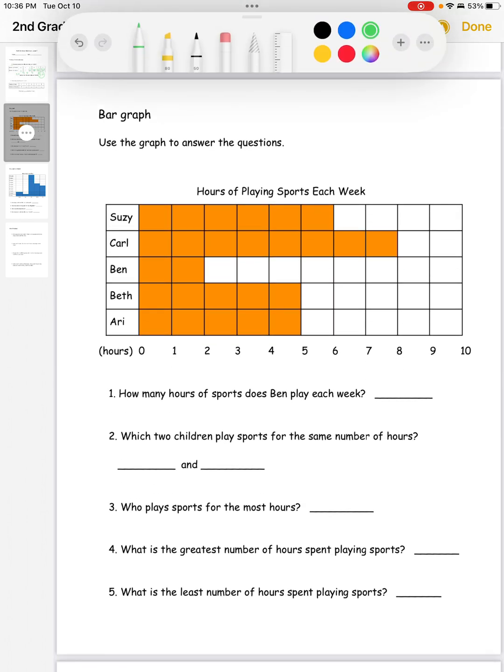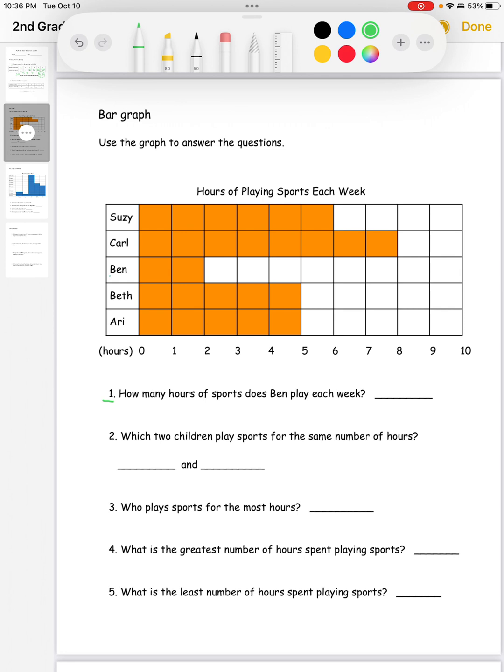Bar graph. Use the graph to answer the questions. Let's answer question number 1. How many hours of sports does Ben play each week? Using the bar graph, we could find the answer to question number 1. So it's asking how many hours does Ben play each week.